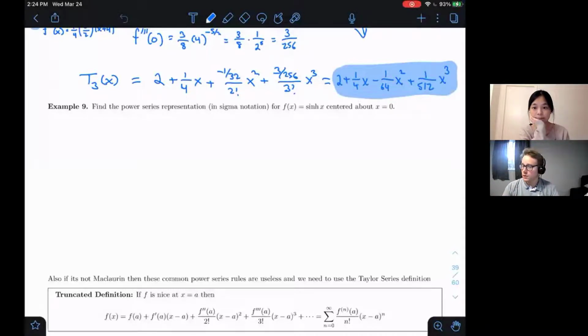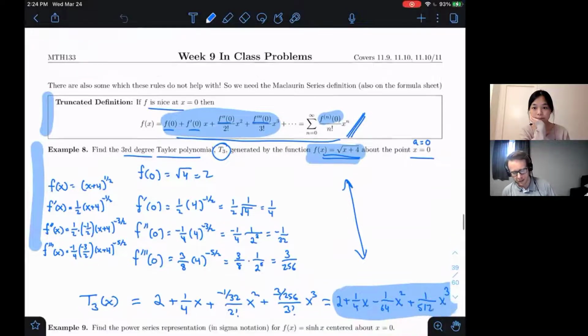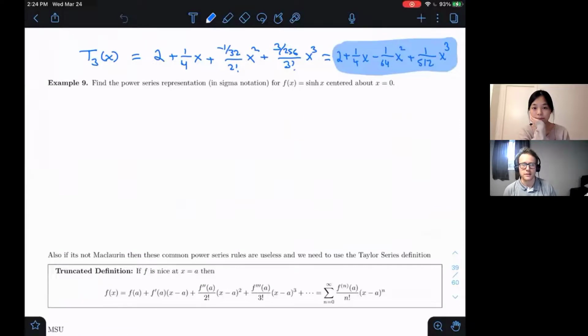Again, if you go back to the sheet before this, we didn't give a rule or anything for hyperbolic sine, so it's not on that table. And so we have to use this definition right here in order to come up with the series expansion for hyperbolic sine.